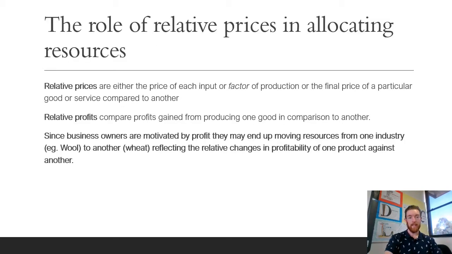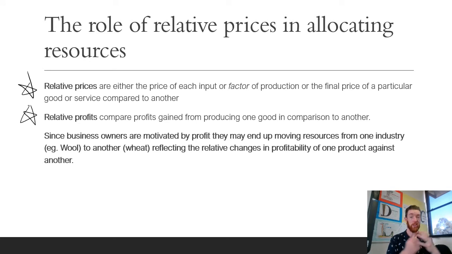So, the role of relative prices in allocating resources. To give a specific definition, relative prices are either the price of each input or factor of production, or the final price of a particular good or service compared to another. Relative profits compare profits gained from producing one good in comparison to another. Since businesses are motivated by profit, they may end up moving resources from one industry, e.g. wool, to another, wheat, reflecting relative changes in profitability of one product against another. Because as a business, you want to maximize your profitability. If one product is no longer profitable, you're going to want to try and move your resources towards something that is going to be more profitable.